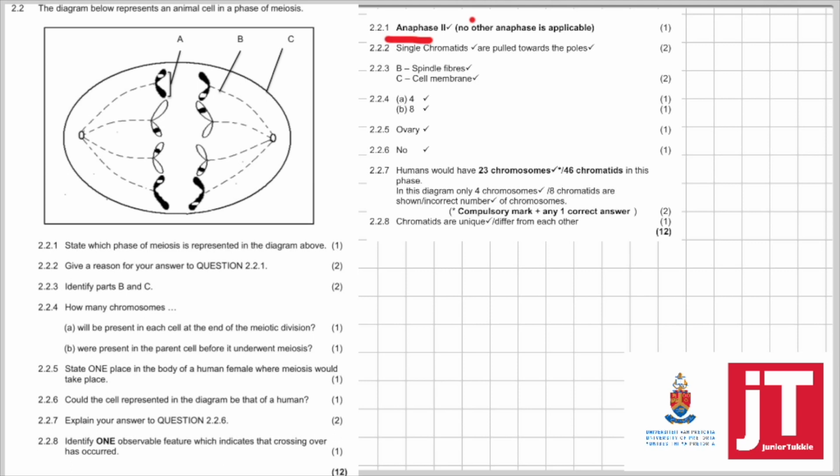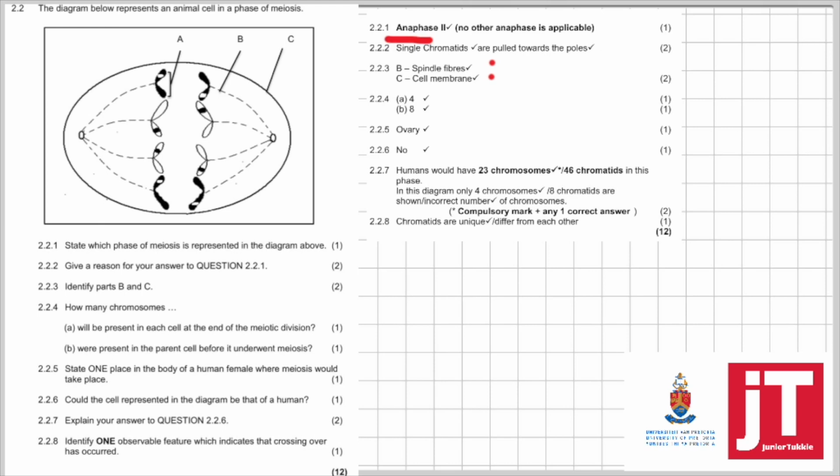Give a reason for your answer. We already said it. Single chromatids, I would have said chromosomes, are being pulled to the opposite poles. 223. Identify part B. B is the spindle fiber. What's part C? That's the cell membrane.